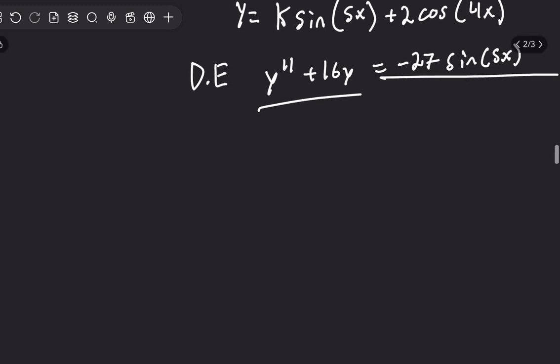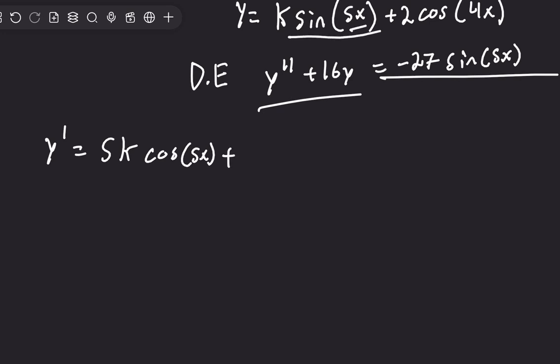Okay, so let's start this by taking the first derivative, which is going to be 5k cosine 5x. This is just the chain rule. You take the derivative of this, then the inside, plus, or I should say minus, because it's going to become negative 8 sine 4x.